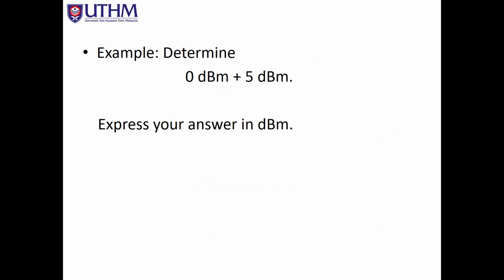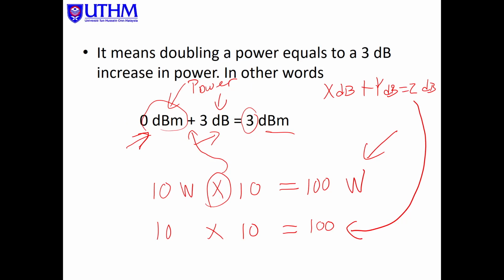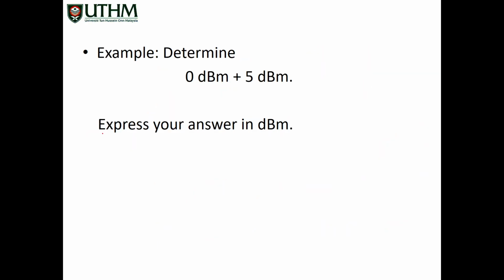Okay, let's look at the next example. So this is allowed. What about this one? This is not allowed for direct summation. Adding directly is not allowed. In this case, because this is in terms of milliwatt, you need to change into power first. You do the summations and then you convert back into dBm.